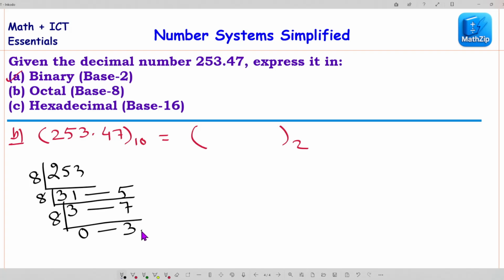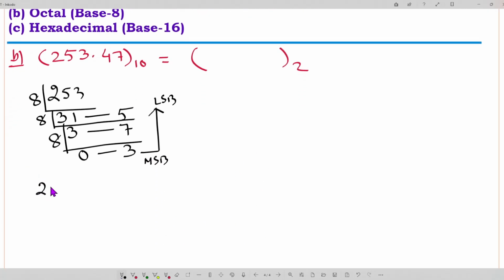Okay, so this is the MSB and this is the LSB. So our ultimate result: 253, this is a decimal, equals 375. It's an octal number.